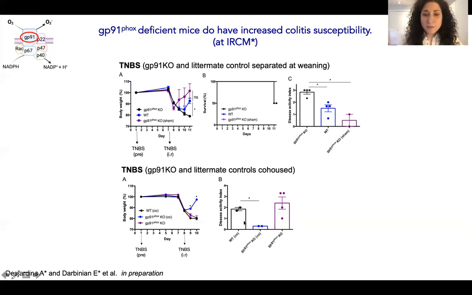And this is further demonstrated here in the evaluation of disease activity index, where the GP91 knockout mice have a much less severe disease activity index when they're co-housed with the wild-type mice.